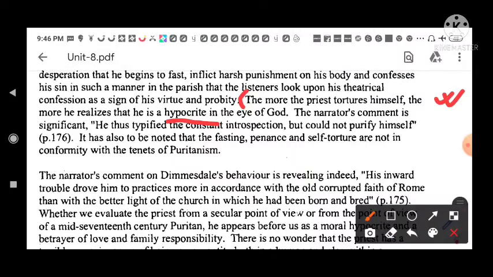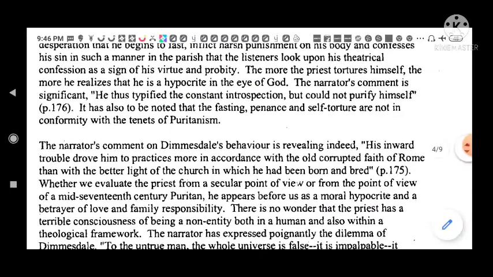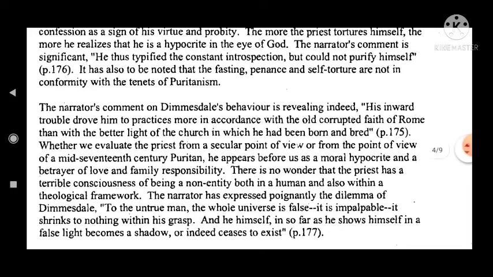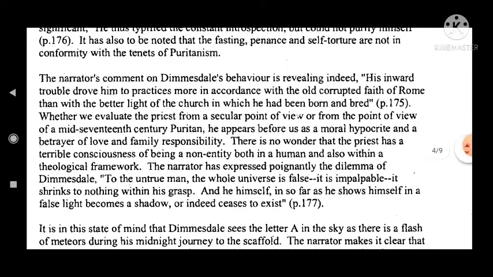The narrator's comment is significant. He thus typified the constant introspection, but he could not purify himself. It has also to be noted that the fasting, penance and self-torture are not in conformity with the tenets of Puritanism. The narrator's comment on Dimmesdale's behavior is revealing indeed.